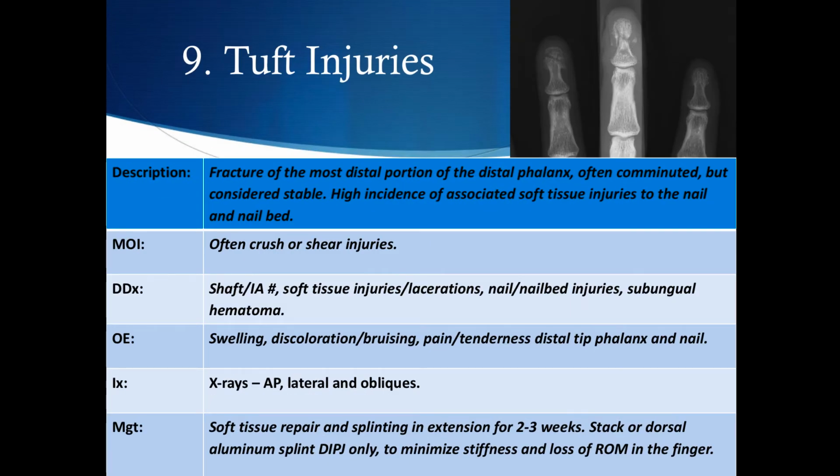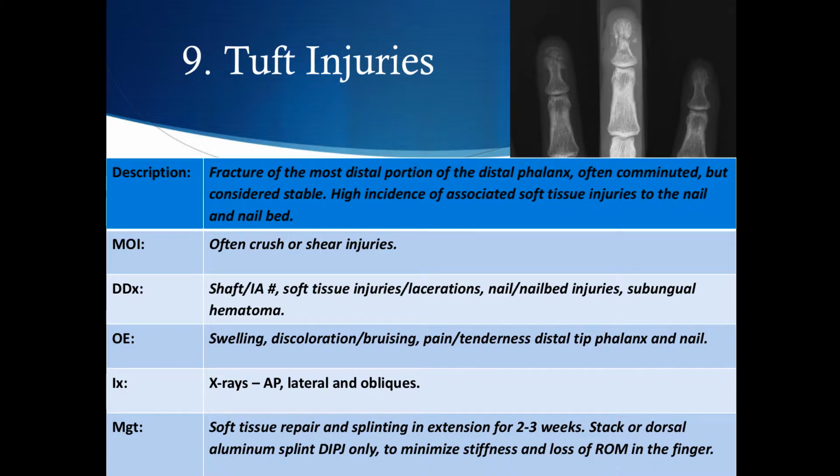The ninth condition is tuft injuries or fractures. These are fractures of the most distal portion of the distal phalanx. They're often comminuted but considered stable. There's a high incidence of associated soft tissue injuries to the nail or nail bed. The mechanism is often a crush or shear injury. Differential will include shaft and intra-articular fractures, soft tissue injuries and lacerations to the nail and nail bed, and subungual hematoma.